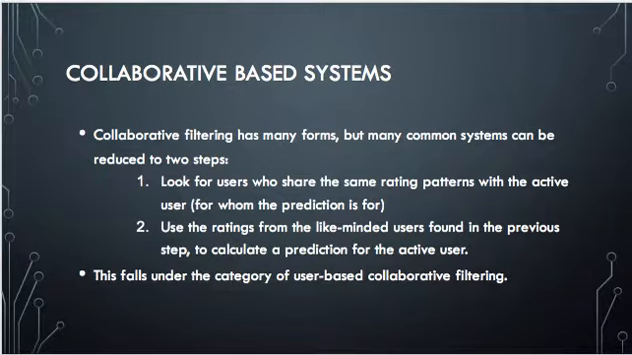So collaborative filtering has many forms, but many common systems can be reduced to two steps. The first step is to look for users who share the same rating pattern with the active user for whom the prediction is for. The second step is to use the ratings from the like-minded users found in the previous step to calculate a prediction for the active user. This falls under the category of user-based collaborative filtering. A specific application of this is the user-based nearest neighbor algorithm.